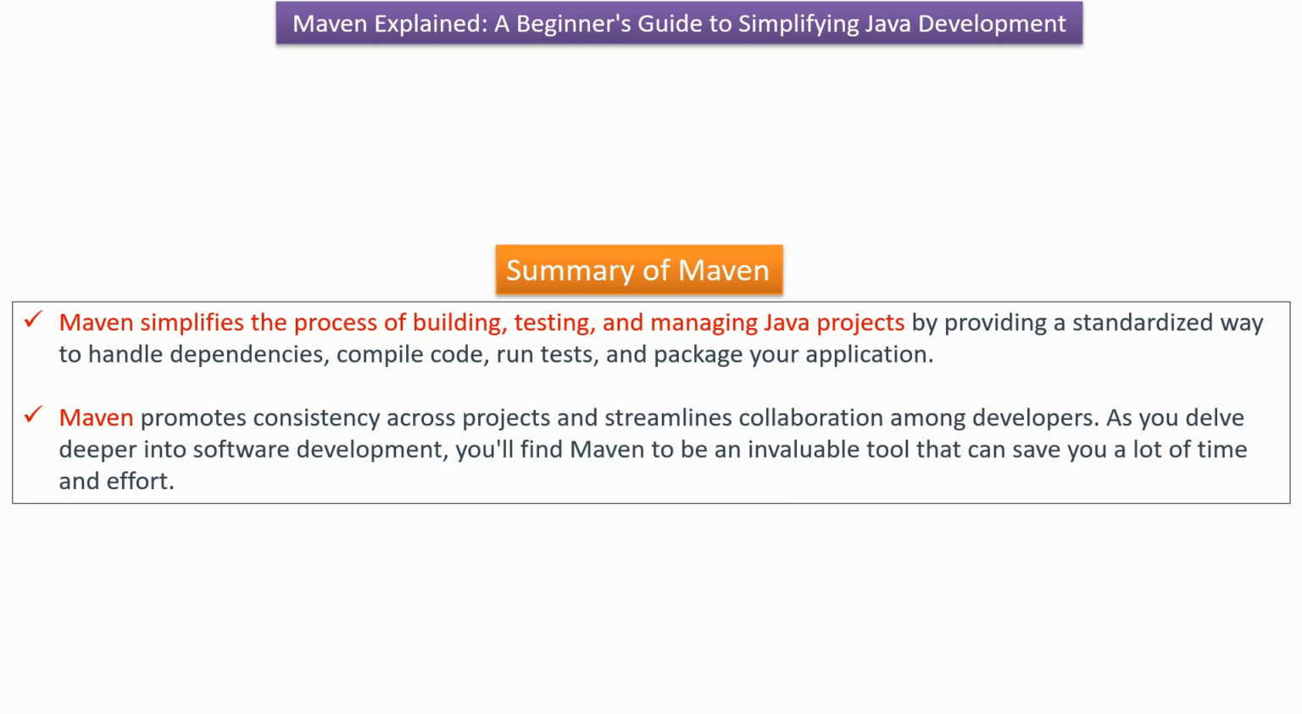Now we will see the summary of Maven. Maven simplifies the process of building, testing, and managing Java projects by providing a standardized way to handle dependencies, compile code, run tests, and package your application. Maven promotes consistency across projects and streamlines collaboration among developers. As you delve deeper into software development, you will find Maven to be an invaluable tool that can save you a lot of time and effort.